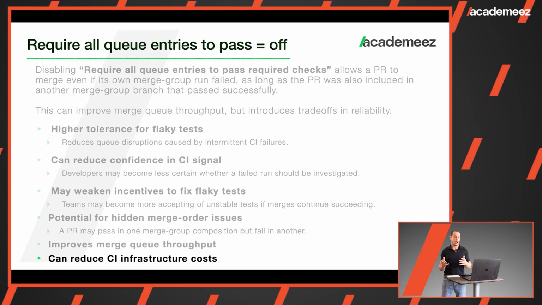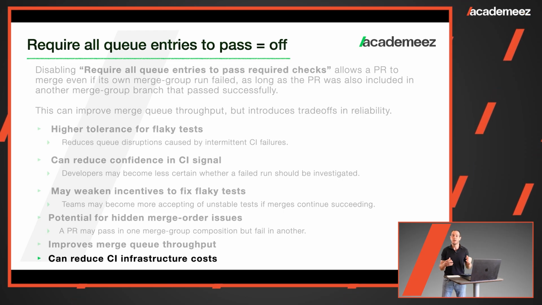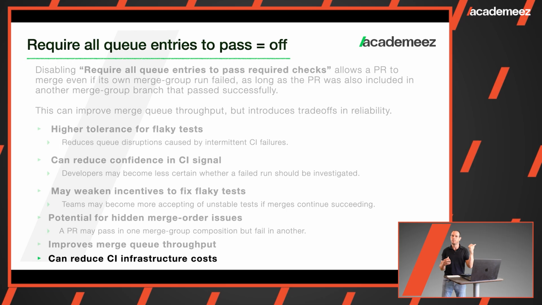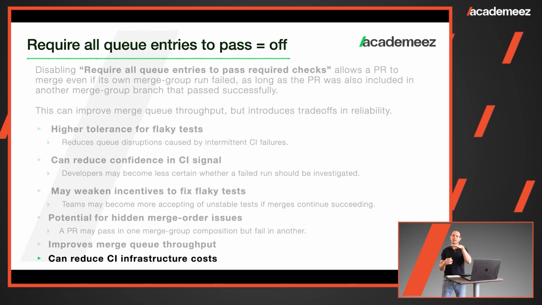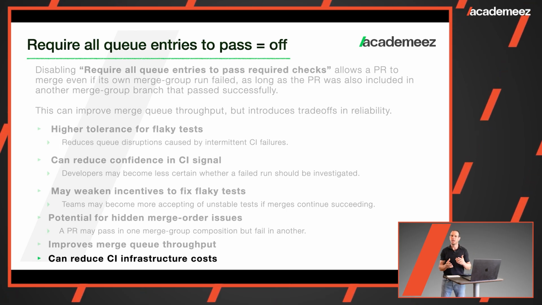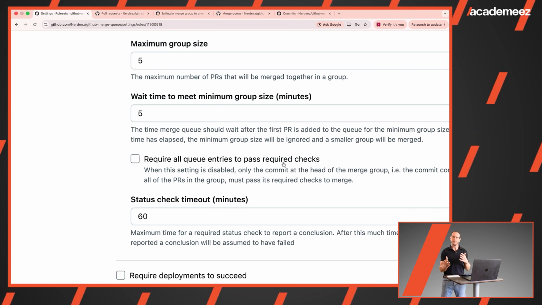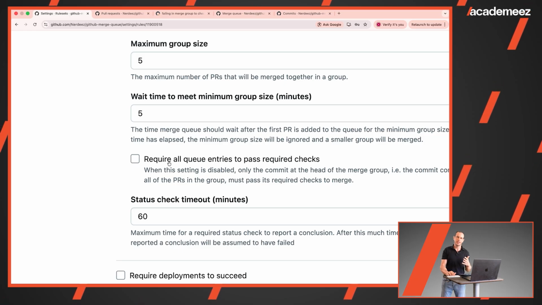And obviously it can also reduce CI infrastructure cost. This is because if my PR is failing and usually I throw it out from the merge queue, now my PR is failing and I can still merge it. This means that the compute that was invested in running the checks is not thrown away. So it also saves some CI cost. So just to go over this option, require all queue entries to pass required checks, and understand if you should enable or disable this.